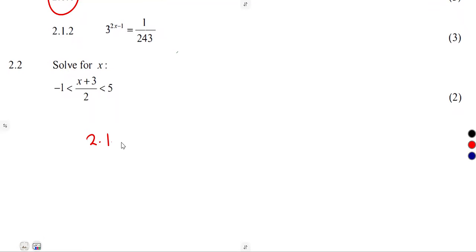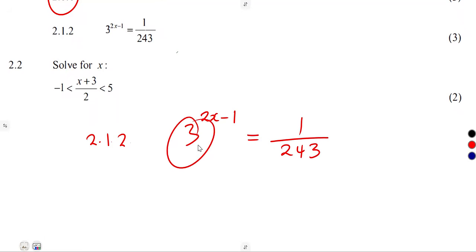All right, 2.12, we were given 3 to the exponent of 2x minus 1 equal to 1 over 243. So that is just to write in simplest form. As you can see, 3 is already in simplest form. Those are your exponential equations.